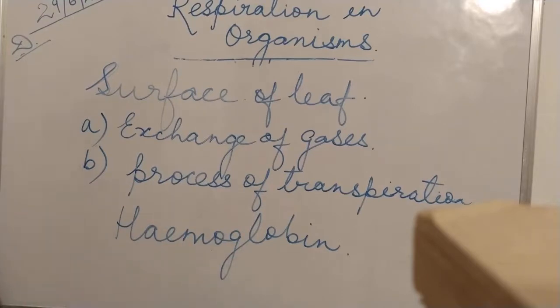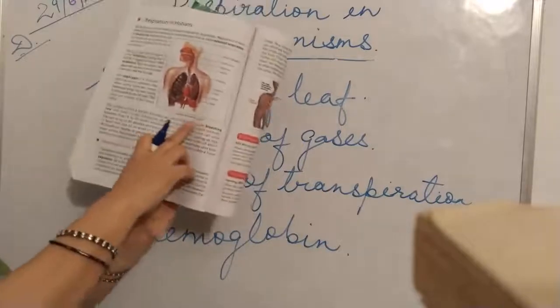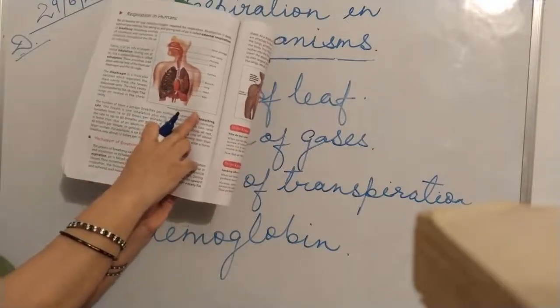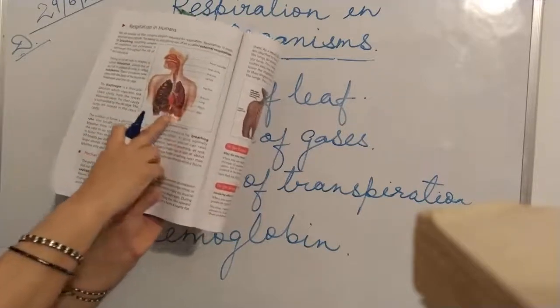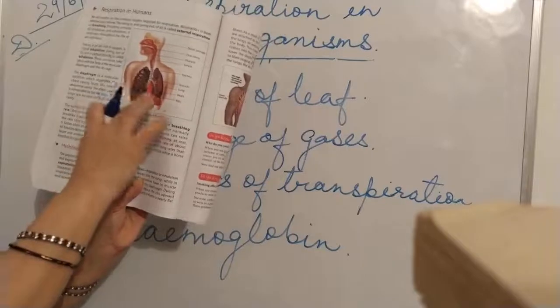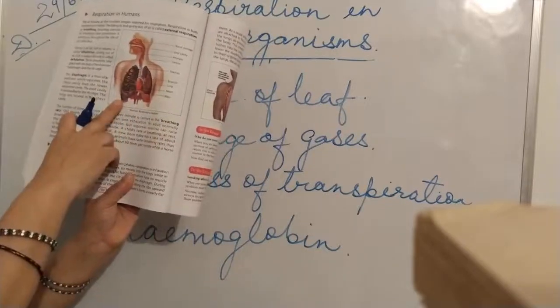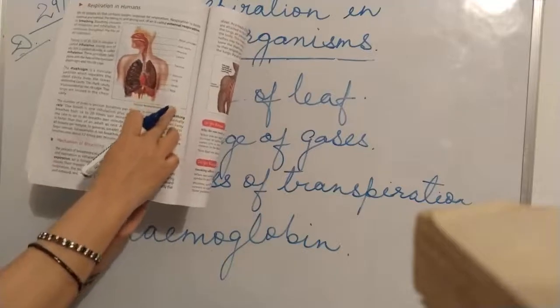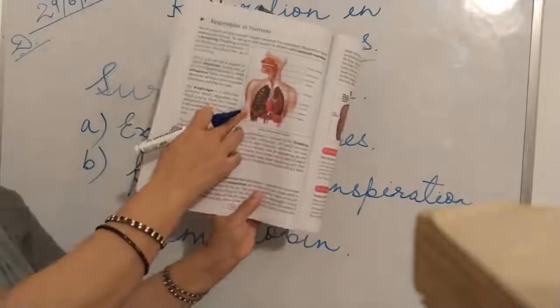Now fifth and last question. Draw a neat, well-labeled diagram of human respiratory system. Children, in your book the diagram of the human respiratory system is given. So draw the respiratory system with the help of your book. See here, this one is the human respiratory system. In question number 5, you have to draw the human respiratory system and label all its parts.